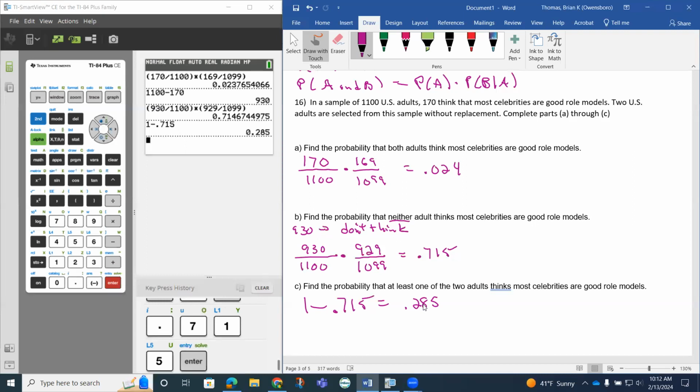Alrighty, so hopefully that helps you think through some of these problems involving the multiplication rule.